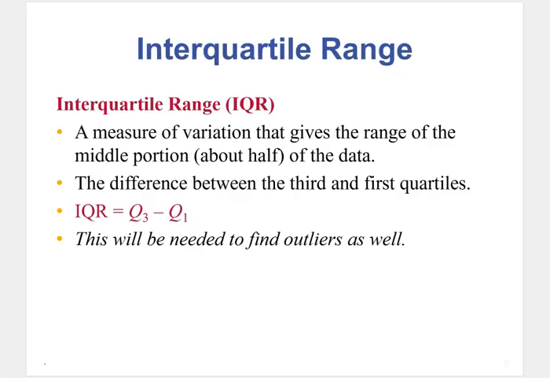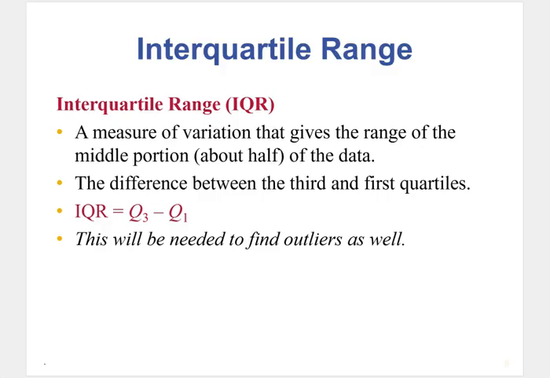All right, another very useful tool when we're talking about the variation of data is the interquartile range, and that gives you the range of the middle portion, so the middle half of the data. That's just the difference between Q3 and Q1, right? Inter meaning inside, so it makes sense. It's the inside half of the data. It's a range: instead of maximum minus minimum, it's Q3 minus Q1. You're going to need this to find outliers later on, so it's a nice thing to have.